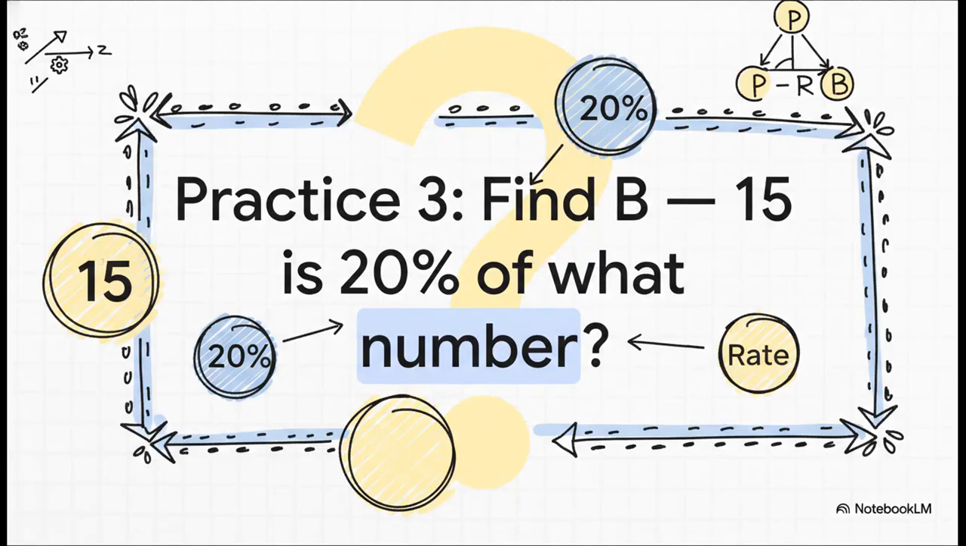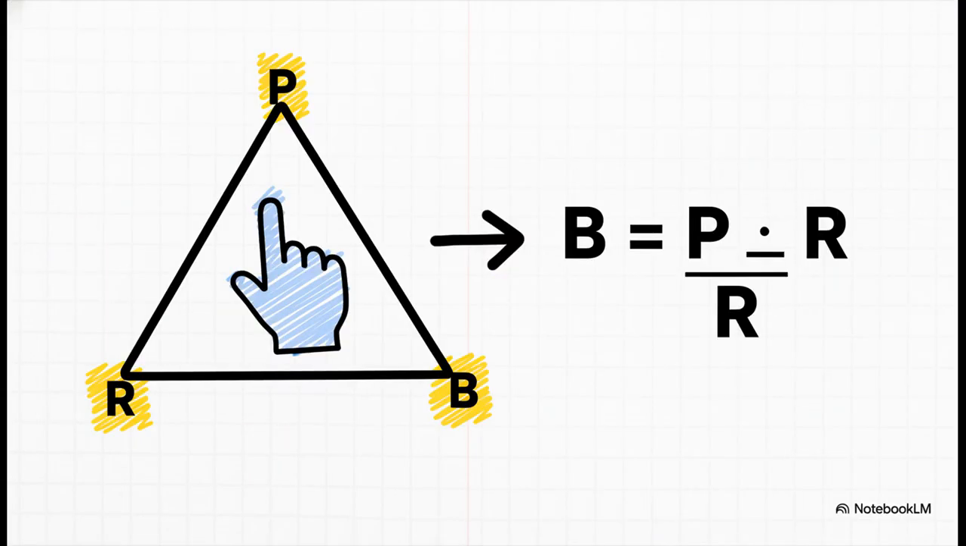All right, last one, you're doing great. 15 is 20% of what number? So we've got our percentage, 15, and our rate, 20%. The question asks of what number? That's our big clue that the base is the mystery piece we need to find. You know the drill by now, right? Cover up B on the triangle. What's left?